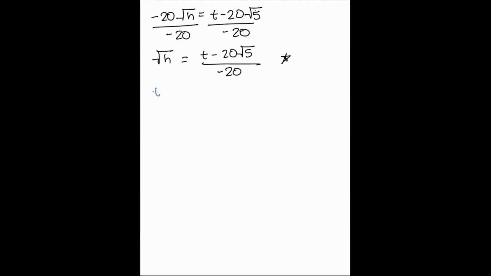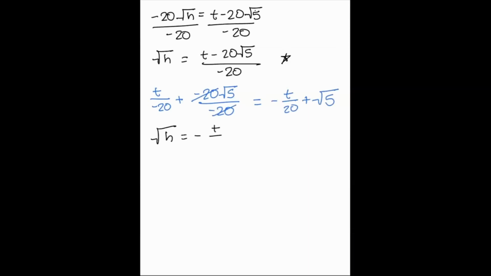So with this fraction, we can decompose it to t over negative 20 plus negative 20 root 5 over negative 20. So obviously we can't do a lot with the first portion of that fraction, but the second one, these negative 20s cancel out. So this reduces to negative t over 20 plus root 5. And so I'm just going to express that in black here. We're going to rewrite this as the square root of h is equal to negative t over 20 plus root 5. And I'm going to just undo the square root by squaring both sides.